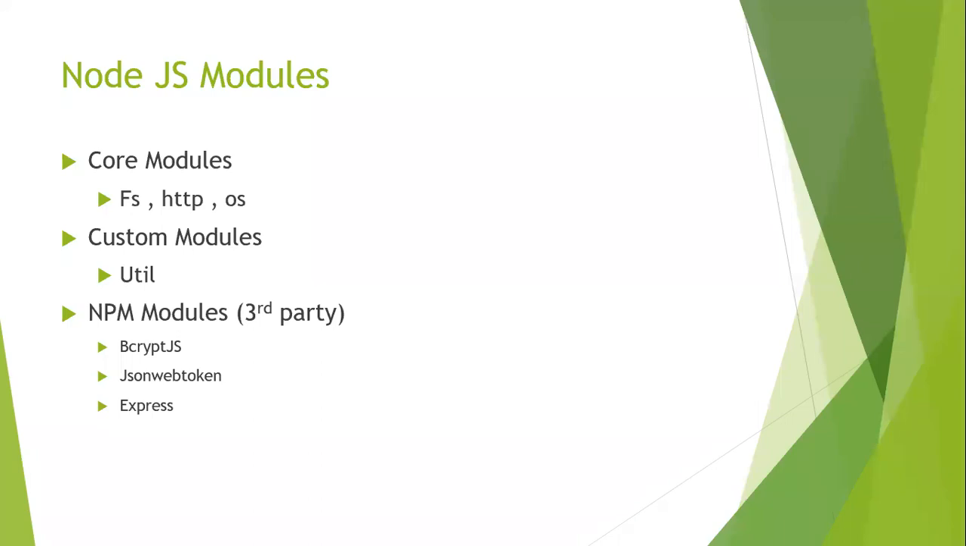So the fs module is to deal with file systems, and http is to create the Node.js server, and the os module is to access the underlying operating system data. So there are a few modules like that, given inbuilt by Node.js. Once you install Node.js, these modules are automatically available to you. Those are called core modules, the basic features.